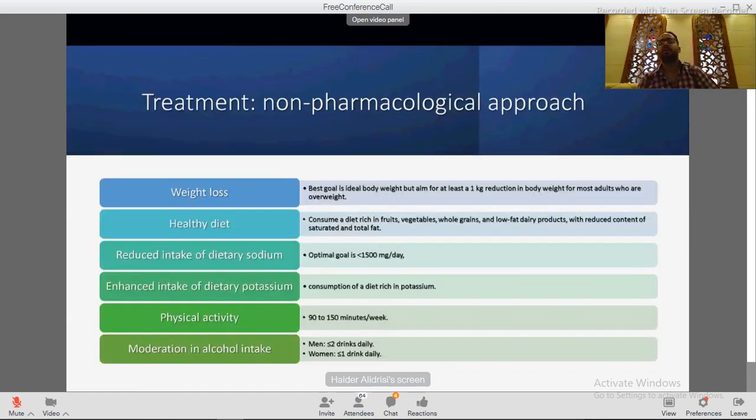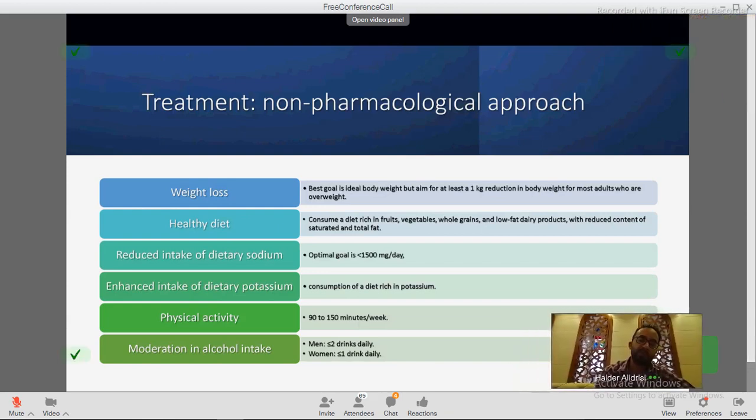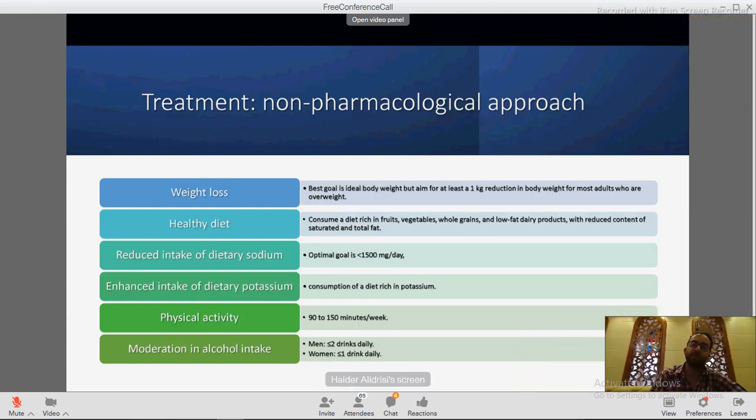The treatment of hypertension. We have two strategies of treatment. The first strategy, which should be done in all patients, is called the non-pharmacological approach for management of hypertension. It comes just before you start treatment for your patients. First, if your patient is obese or overweight, encourage your patient to lose weight. The best goal is to reach an ideal body weight, but even if it's sometimes very difficult, any kilogram of weight loss will affect blood pressure management in a positive way. So encourage your patient to lose weight.